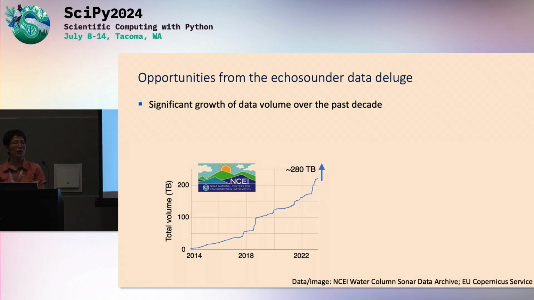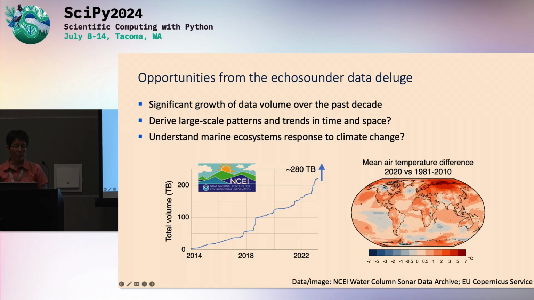So what do we hope to learn using this type of data, right? To take inspiration, we can look at something like this. On the right-hand side, what you're seeing is the mean air temperature difference for the year 2020 compared to a 30-year mean, the 30 years before 2010, right? You can see that most of the places are red. Based on this type of observation, we know that our Earth is warming, right? So is it possible that, using all the volumes of data that we have from echosounders, we can derive large-scale patterns or trends in time and space that can help us understand how the marine ecosystem is responding to the changing climate, right?